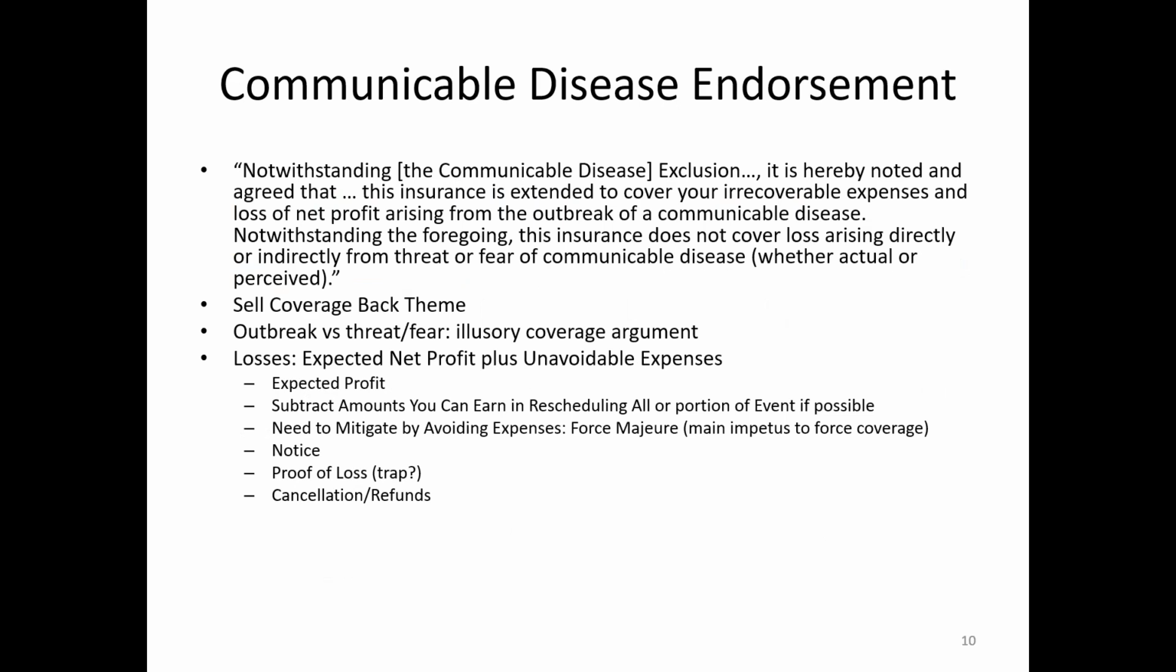But lucky for us, we bought a communicable disease endorsement, where the language is there. It basically extends coverage for irrecoverable expenses and loss of net profit arising out of the outbreak of a communicable disease, notwithstanding the foregoing, but then it takes away any threat or fear. So this is a sell-back coverage that we always see. We follow it with pollution. They sell back the environmental impairment liability after they exclude it. They sell back mold after they exclude it. They sell back cyber liabilities after they exclude it.